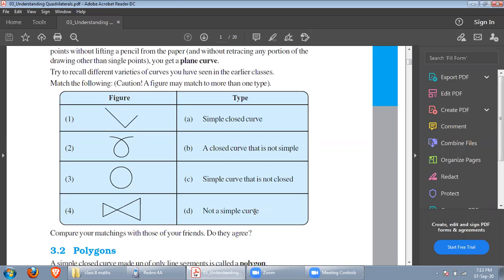Anybody please answer why it is called simple? This one. Okay, number three is a curve. It is also closed. Why is it called simple? Why is it not simple? Anybody please answer why is it called simple?